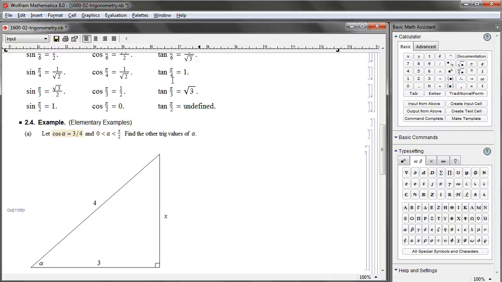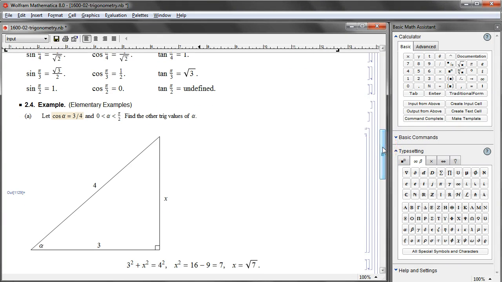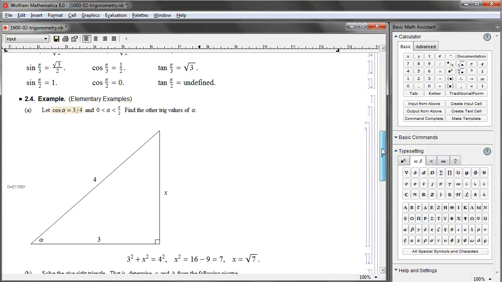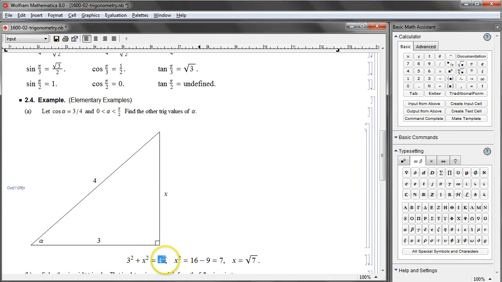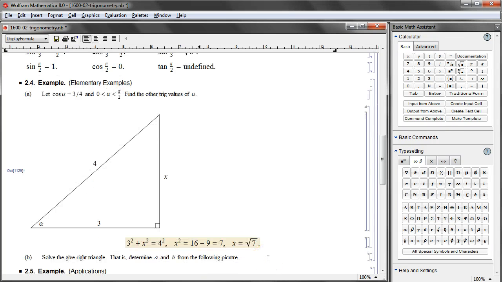So why don't I just draw a right triangle with adjacent 3 and hypotenuse 4. Now what's left is the height. The opposite. We don't know that, so let's name it x, and let's find out x. How do we do that? Pythagorean theorem. 3 squared plus x squared is hypotenuse squared, that's 4 squared. From this we can find out x squared. X squared is 4 squared minus 3 squared, so 16 minus 9, that's 7. Taking the square root, we have x equals the square root of 7.